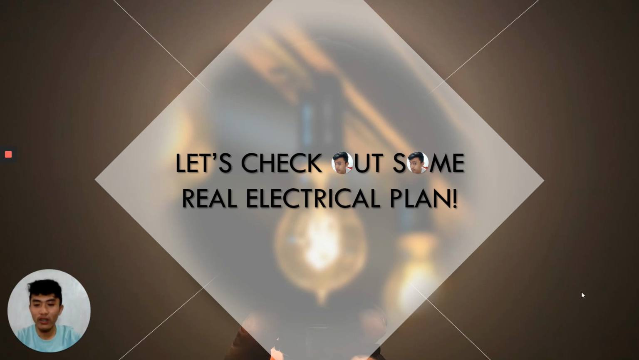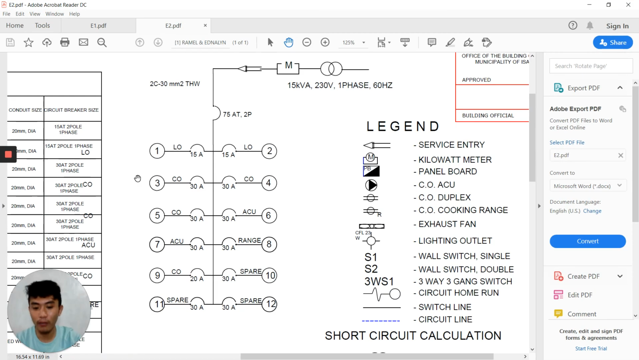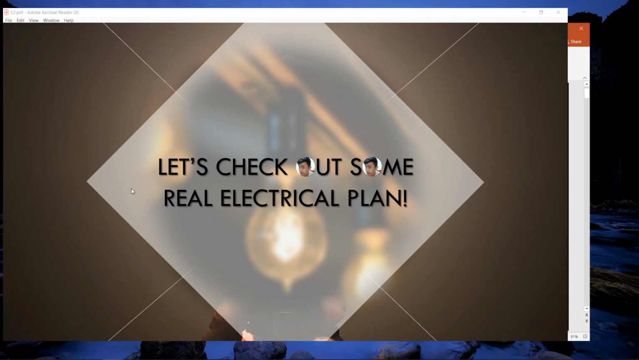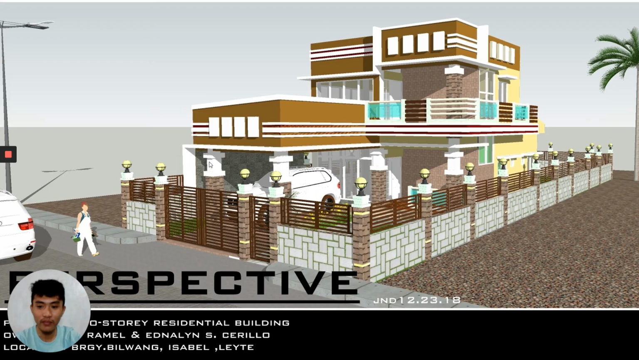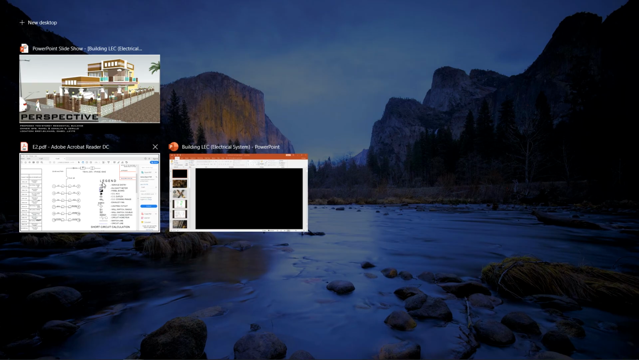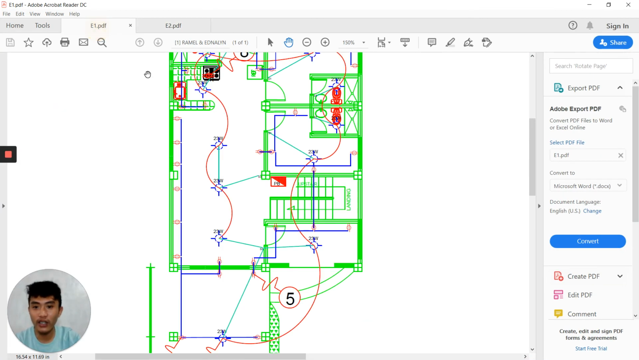I would like you guys to take a look at an example electrical plan. By the way, this is the house that we're going to be looking at. This is a two-story house. This is the one that we are using in our building laboratory, and I would like to check out how a real electrical plan looks like.